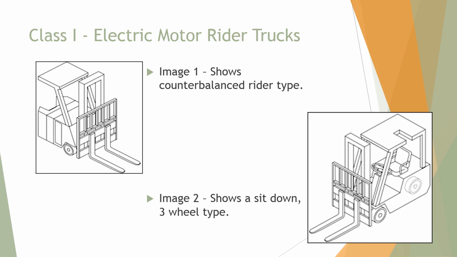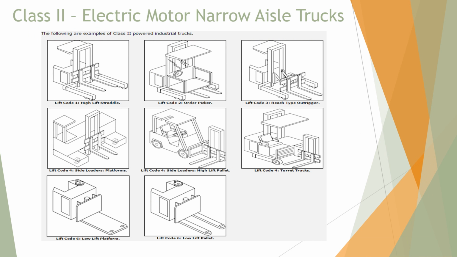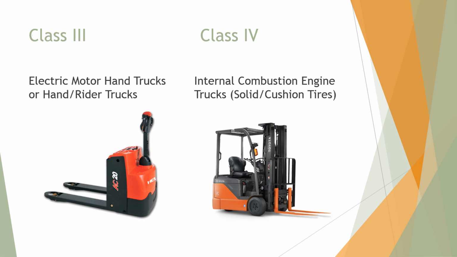Here you see the Class 1. Class 1 deals with electric motor rider trucks, so it's something that you sit in or stand on. The first one is a counterbalanced, so you stand on one side when you use it, and the load goes on the other side. The second one is a sit-down with a third wheel underneath. It's important to note that even in the Class 2, these wheels are solid wheels, not pneumatic. The Class 2 are mainly used in narrow aisles, mainly to retrieve pallets within a manufacturing setting or a warehouse, something of that nature. As you see, there are many different kinds.